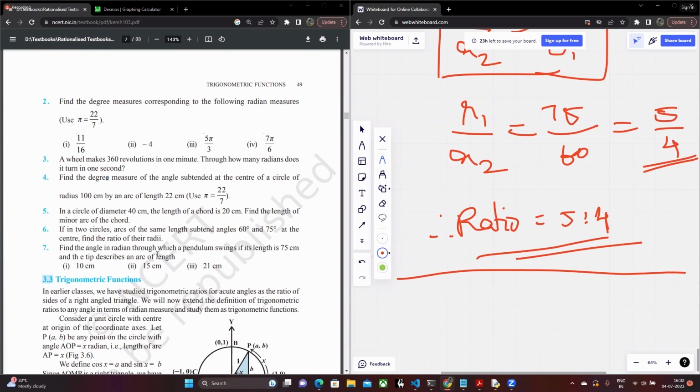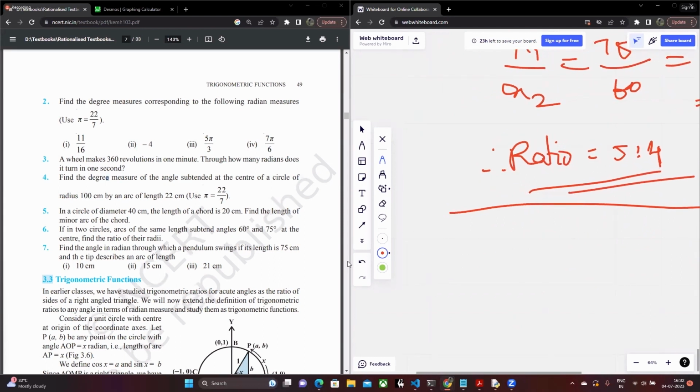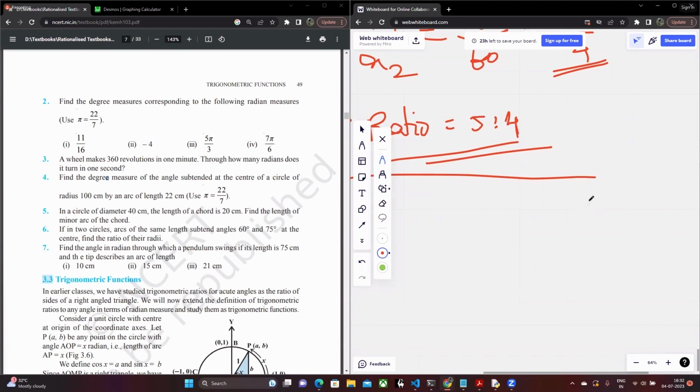Find the angle in radians through which a pendulum swings if its length is 75 centimeters and the tip describes an arc of length, and so on. For the 7th question, you are given an incomplete circle. You have the center point, you have the radius, that is 75 centimeters, and you have the arc length.